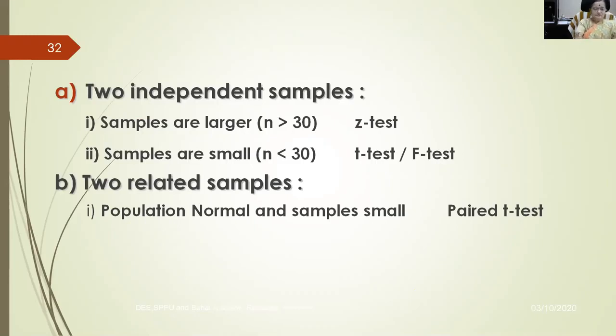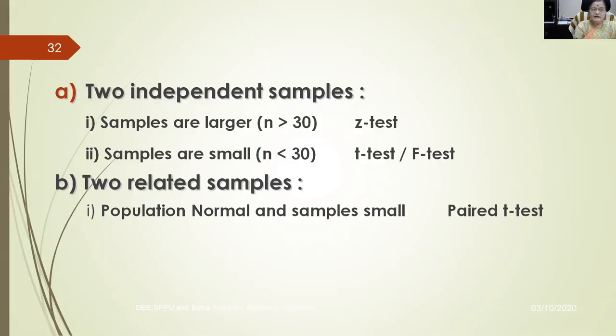So if data is on interval or ratio scale and it is normally distributed and it is homoscedastic, then the tests available for parametric analysis are: if we have two independent samples, samples are large, the test named as Z test can be used. If samples are small, that is where n is less than 30, T test can be used or F test can be used depending upon number of means.